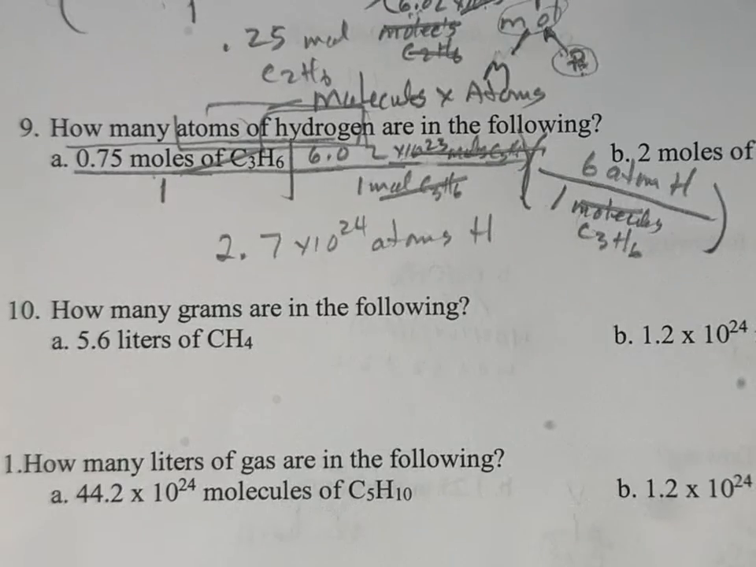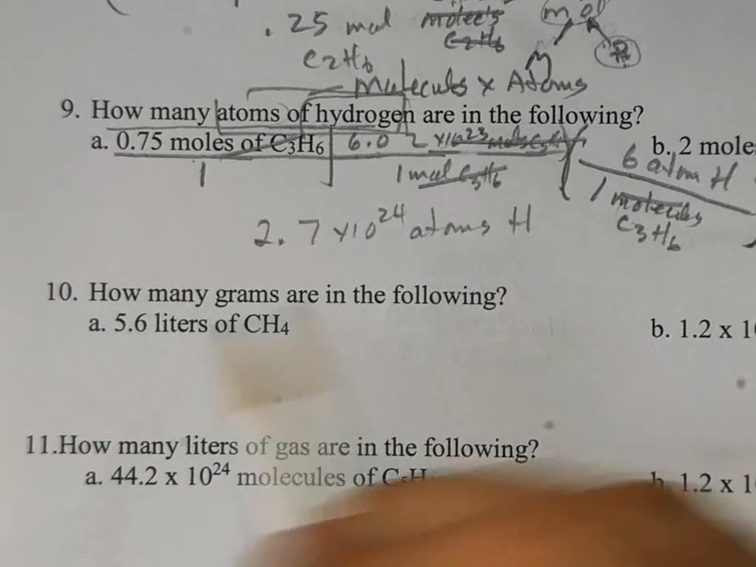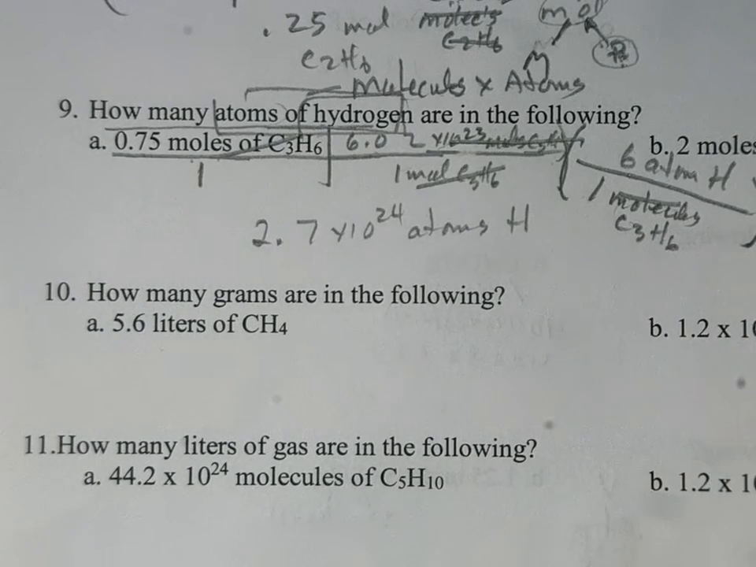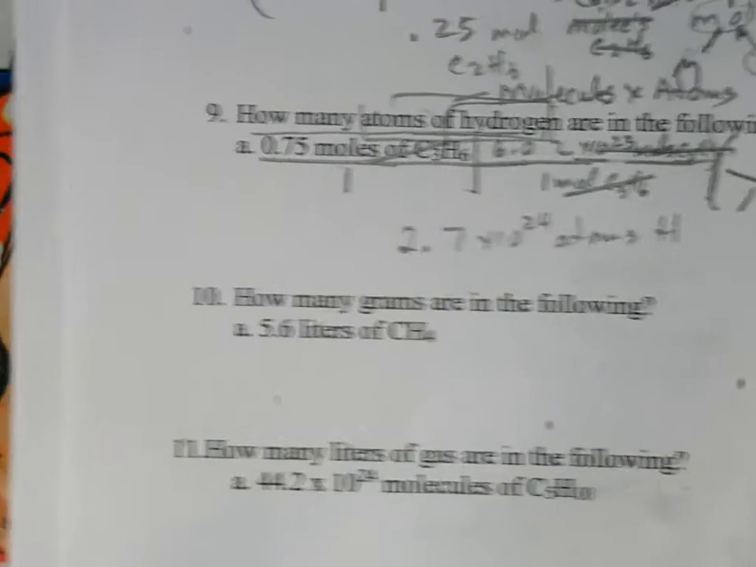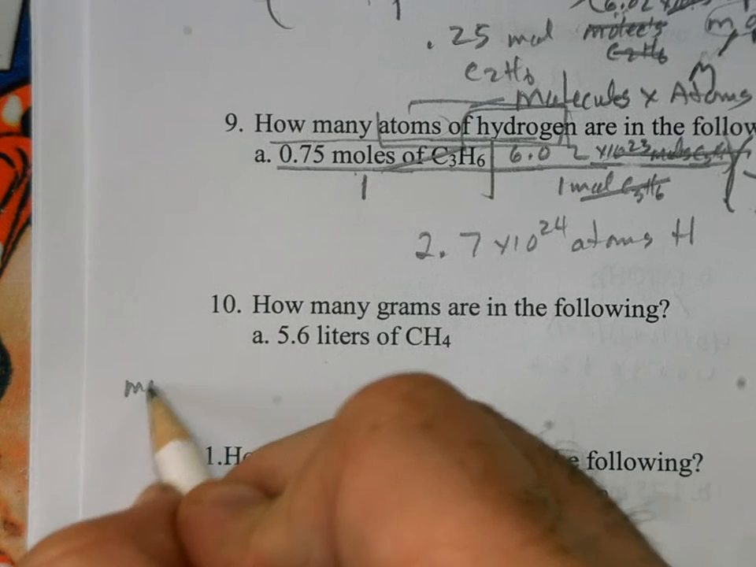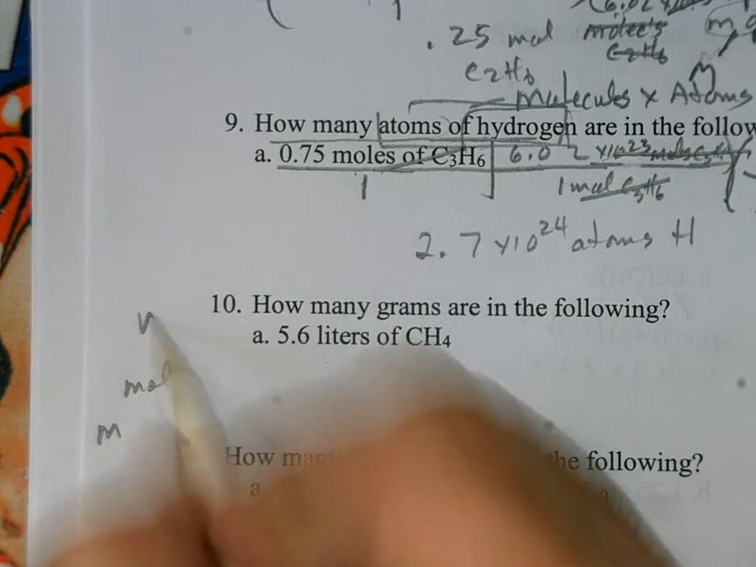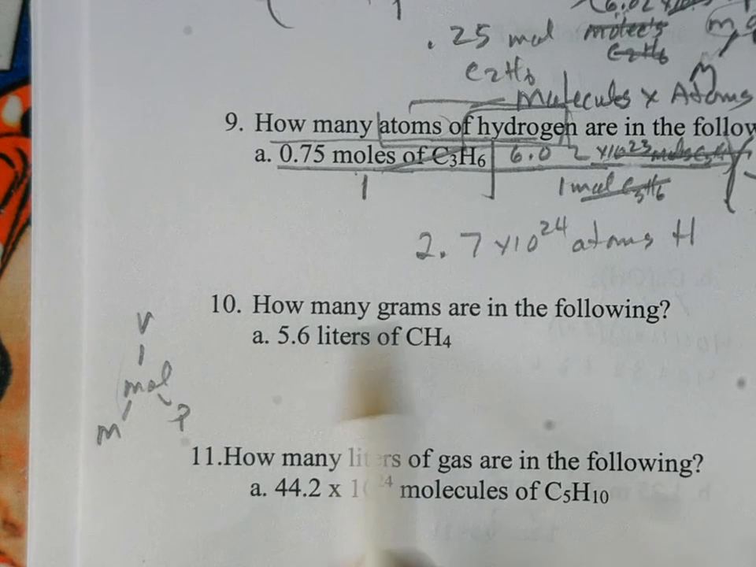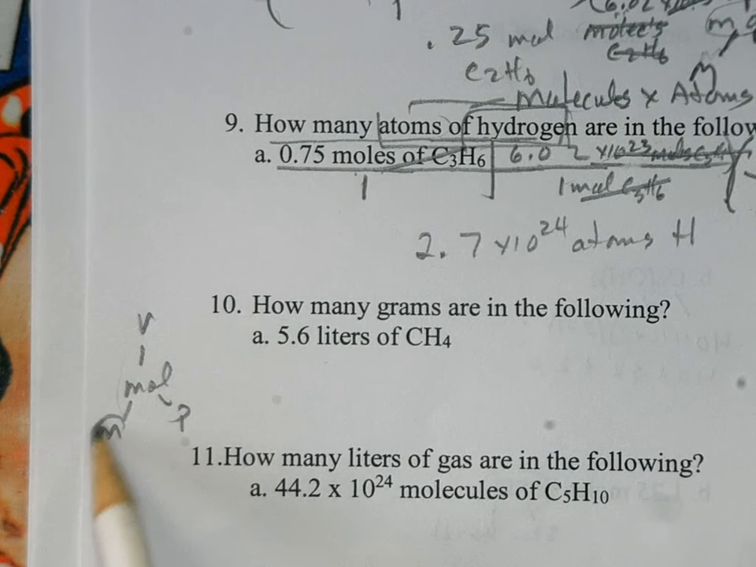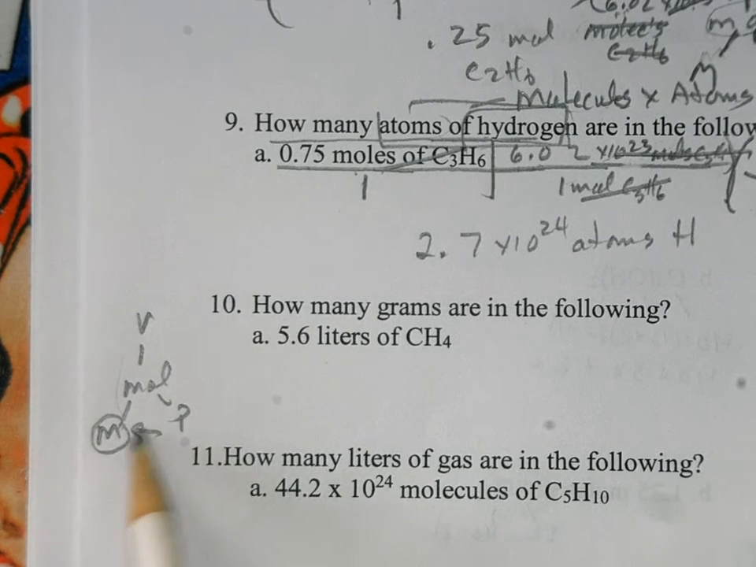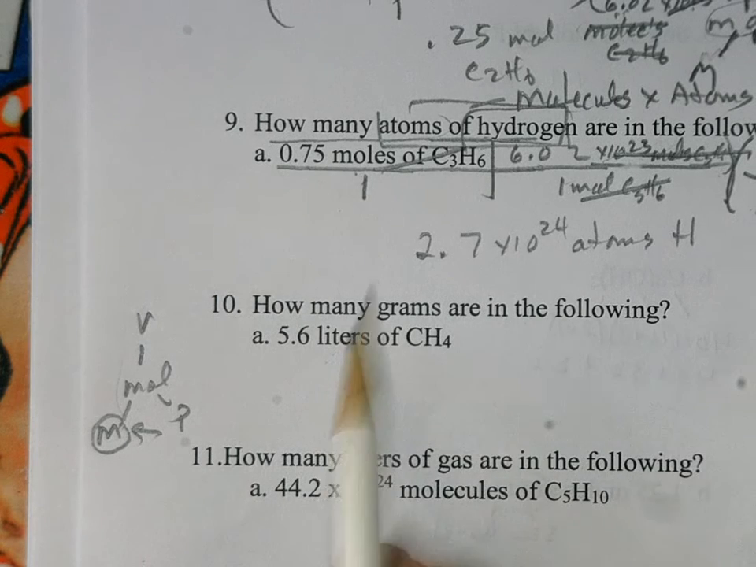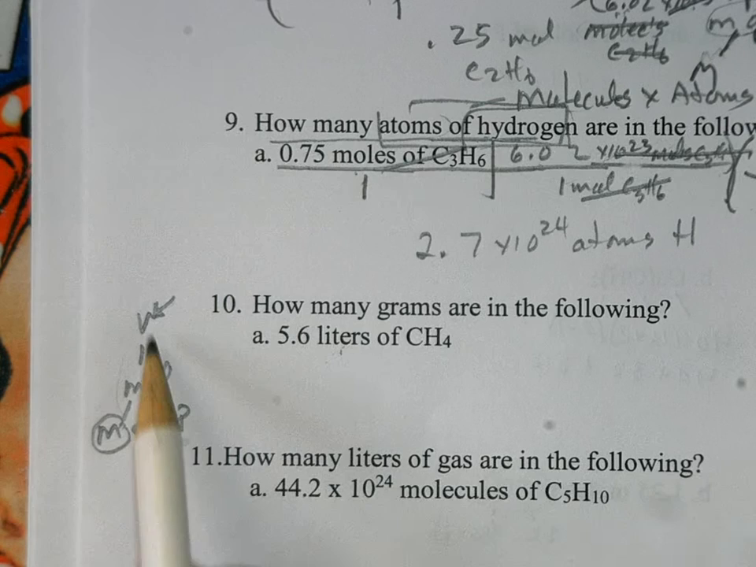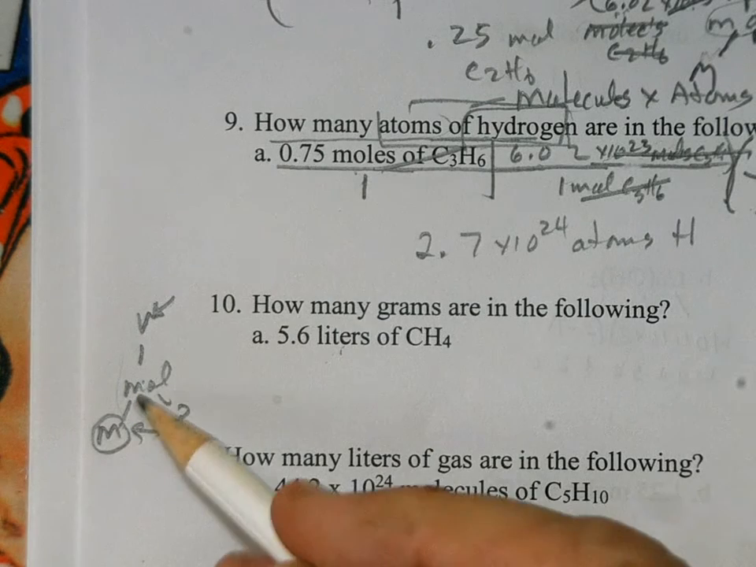Number 10. How many grams are in the following? So I'm going to make an MVP triangle, actually, I'll put it off to the side over here. We've got the M, V, and P. What's nice about the MVP triangle: how many grams? We're going to end up here. This is what we're looking for, grams. But in this first problem, we're given liters, so we're starting up there. We're going to have to convert to moles and then convert to mass.